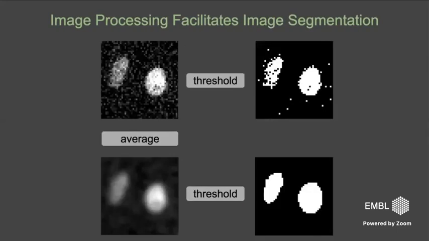So why do we actually do image processing? The main reason, I would say, is to facilitate image segmentation. For example, if we have the image on the top left and we apply a threshold, probably the best we can get is this on the right, not really what we want. But if we first apply an average filter and then threshold, we have a nice semantic segmentation here. So image processing and filtering is quite often just to make image segmentation possible.